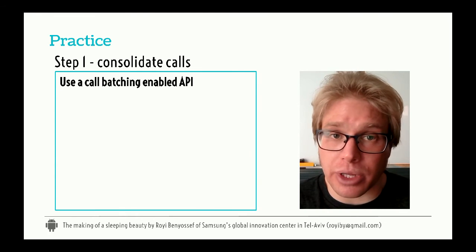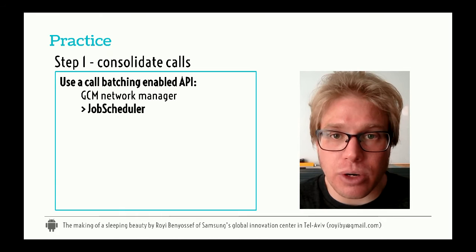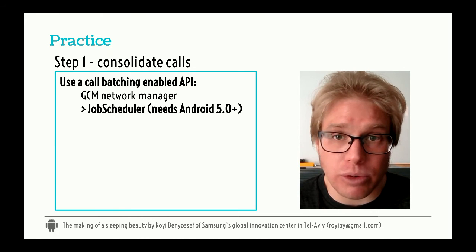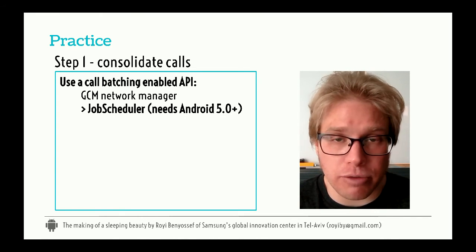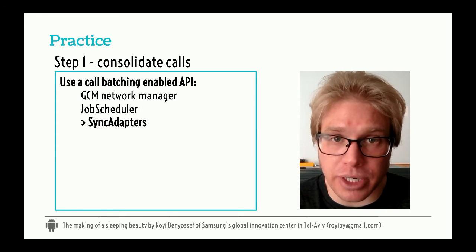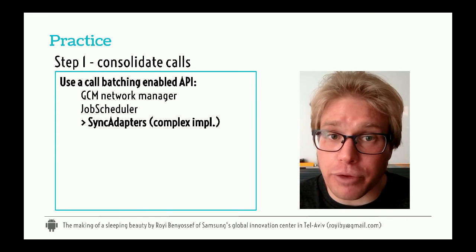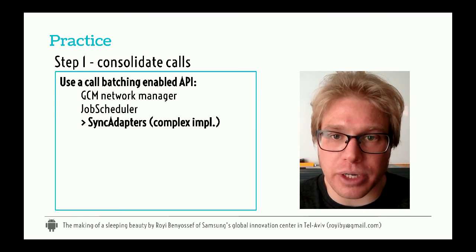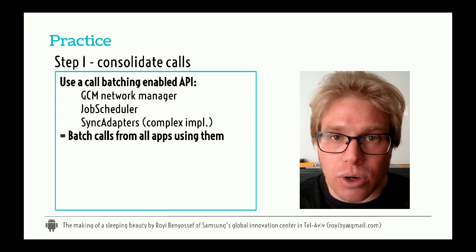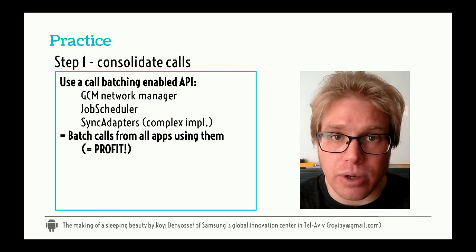You can do that with either the GCM Network Manager, although it only works on devices with newer versions of Google Play services. You can also use Job Scheduler, but that only works on apps targeting Lollipop and above. And if you're out of luck, you can still use the oldie but goodie sync adapter. Why out of luck? Because it's complex to correctly implement, but if you do not have another choice, it's far better than killing your user's battery. All of these tools will consolidate network calls into timely batches, which reduce the redundant idle time and save a lot of battery. So, profit.